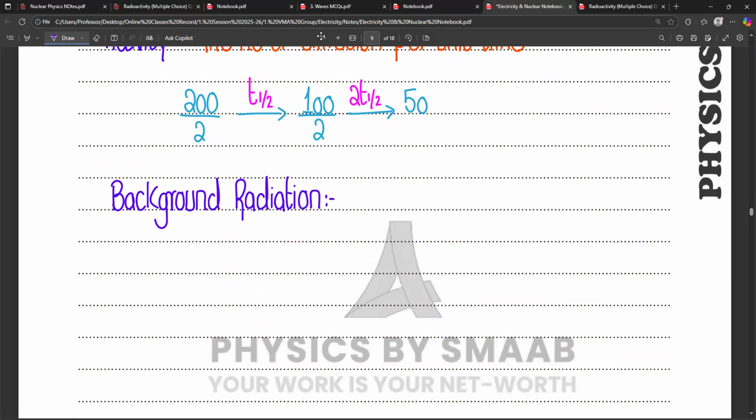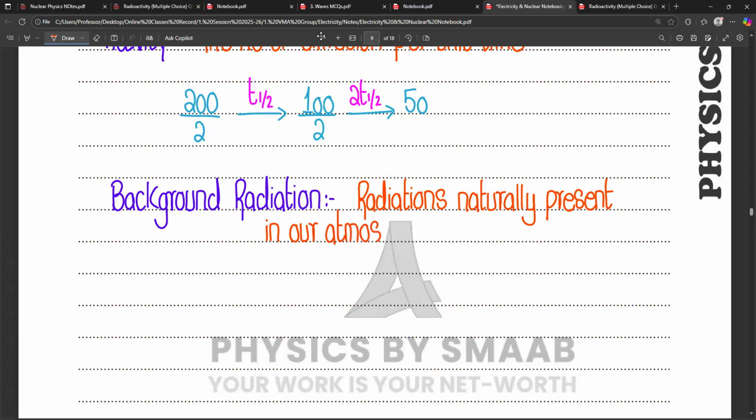background radiation. So background radiation is, in simple words, we can say radiations naturally present in our atmosphere. And these are not harmful.